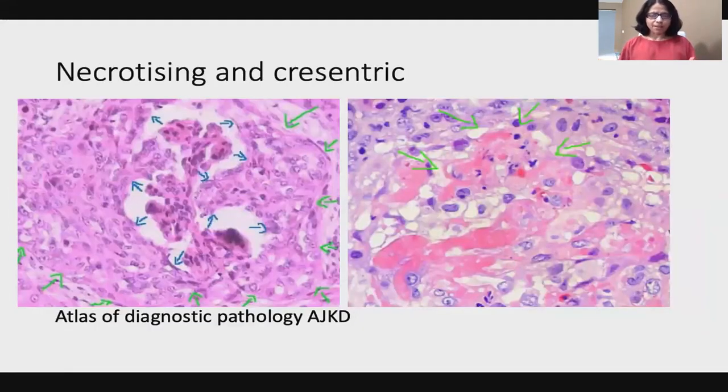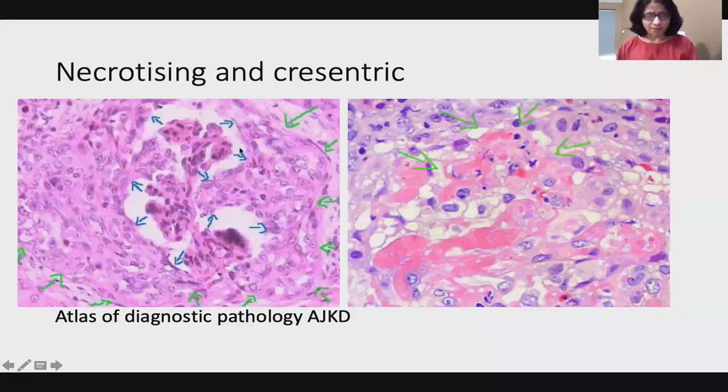The next pattern is your necrotizing and crescentic pattern. On the right-hand side is your necrotizing pattern. Here I'm using one of the special stains, the MSB stain, to demonstrate the necrosis. There is a lot of fibrin here, which is destroying the glomeruli, completely shattering the capillary loops with a lot of karyorrhexis. All these blue dots here are karyorrhexis, and that is your area of necrosis.